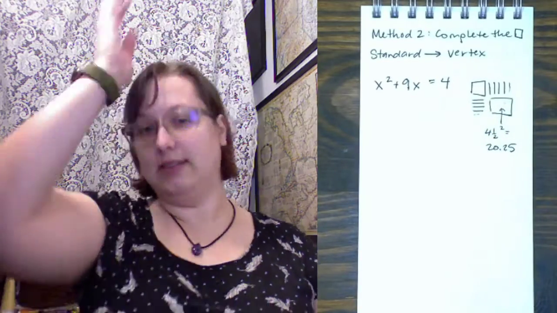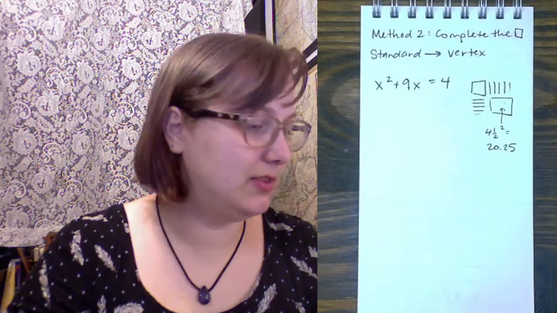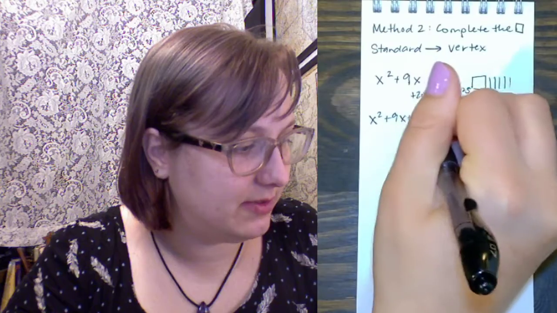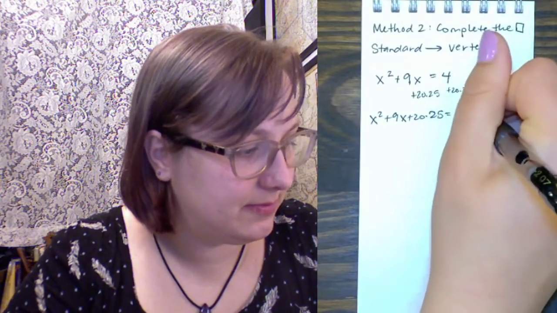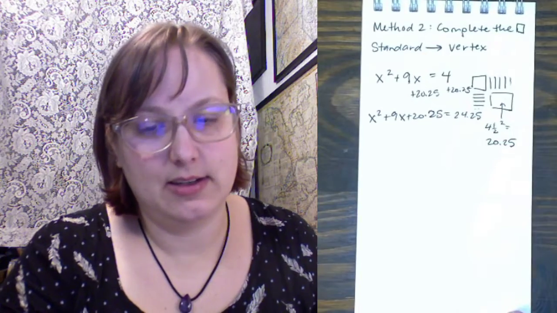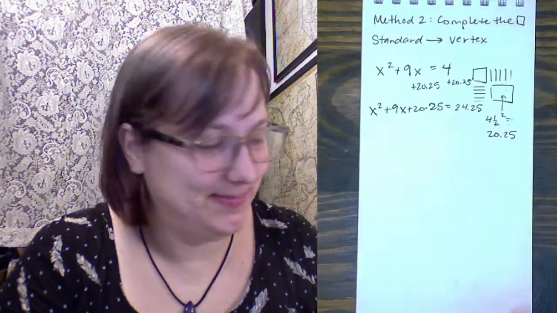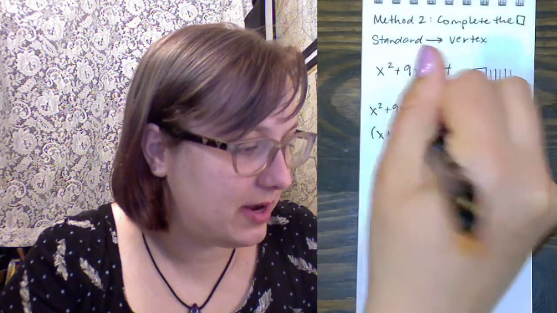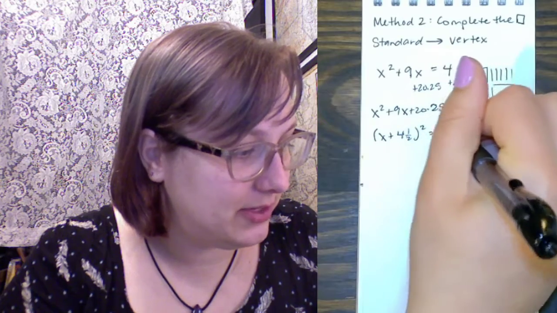Okay, so that's the same thing as we've been doing this week. So I'm going to add 20.25 to both sides. So I get x squared plus 9x plus 20.25 equals 24.25. I know, me too. I chose to do this one, it was my fault. So I have x plus 4 1/2 squared equals 24.25.